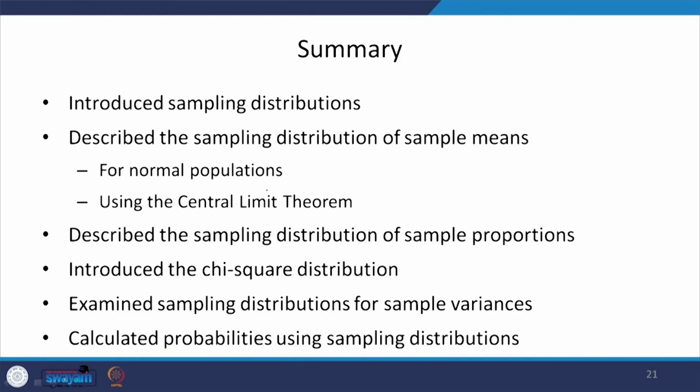Now we will summarize what we have seen in this class. We have introduced what the sampling distribution is, and described the sampling distribution of sample means for a normal population. Then we explained the central limit theorem. Then we saw the sampling distribution of mean, the sampling distribution of variance, and the sampling distribution of proportions. Then I introduced the concept of the chi-square distribution, how it is connected with the normal distribution. Then we saw the application of the chi-square distribution.